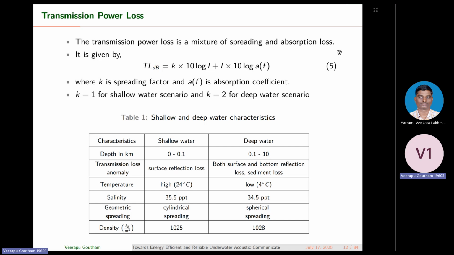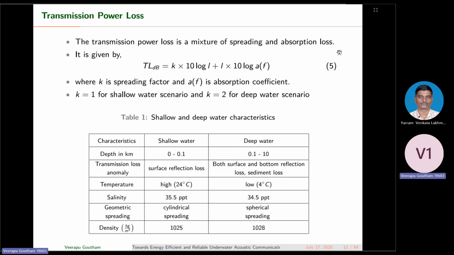The main characteristic distinguishing the shallow water and deep water scenarios is the depth: here it is about 100 meters, from 100 meters to kilometers.